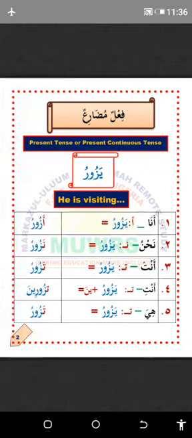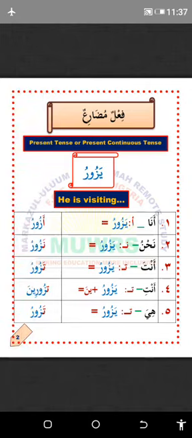فعل مضارع, present tense, present continuous tense. This is a form of verb in Arabic that one can use to talk about an action happening at the moment or something that we do on a daily basis, like going to work, going to school, or going to the mosque. As I am teaching now, the only form of verb that I can use to talk about what I am doing now is called فعل مضارع.